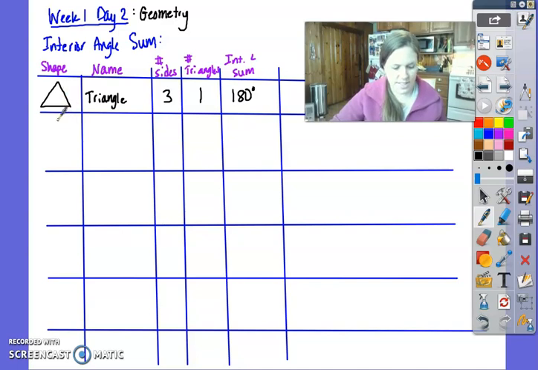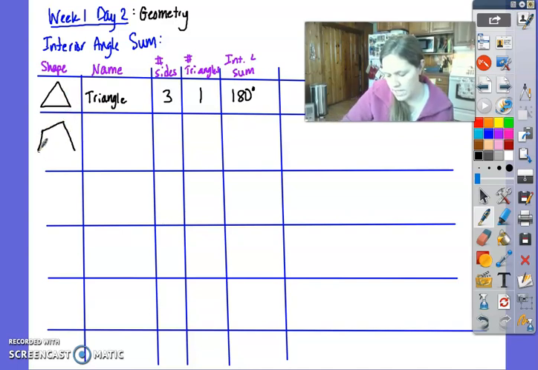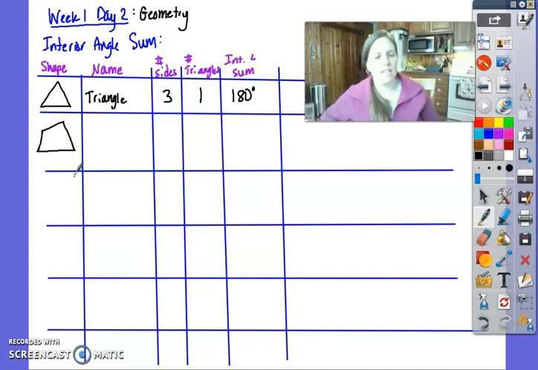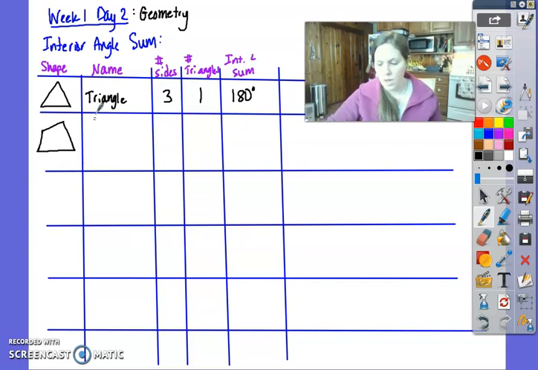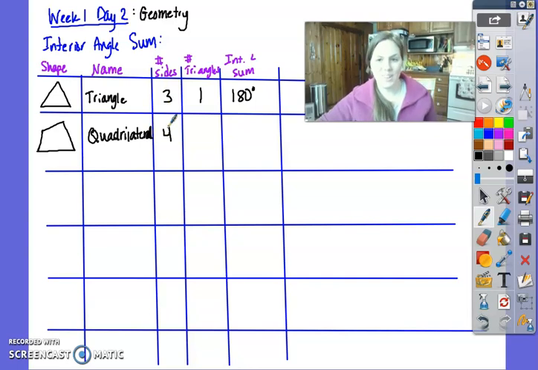All right, second shape. I'm just going to draw a 4-sided shape. It doesn't have to be a square. It doesn't have to be a rectangle. It doesn't have to be a rhombus. Just a 4-sided shape, because our 4-sided shapes are generic and we call them quadrilaterals. And they are 4 sides. I hope you all understand, quadrilateral ends with AL.